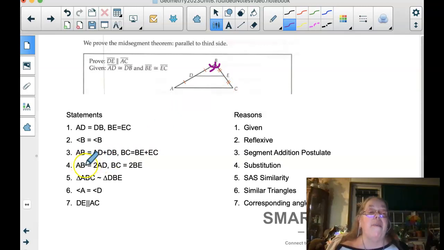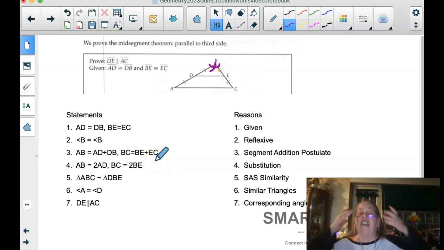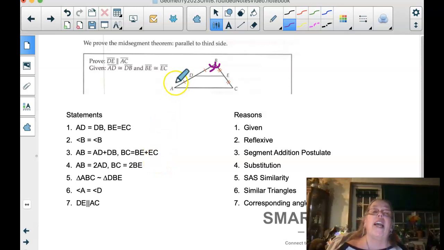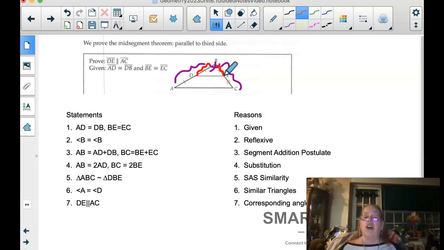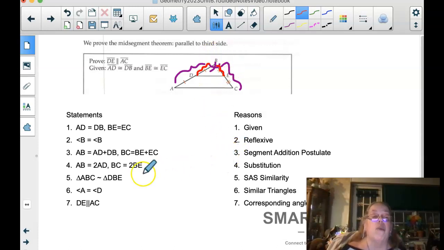So AB is equal to 2 times AD, BC is equal to 2 times BE. So therefore they're in proportion. So we now have the triangles similar by the side-angle-side similarity theorem. I'm going to show you the other sides, because it matches this side, same angle, this side. Since the sides are in proportion, the triangles are similar. So we have the side-angle-side similarity.